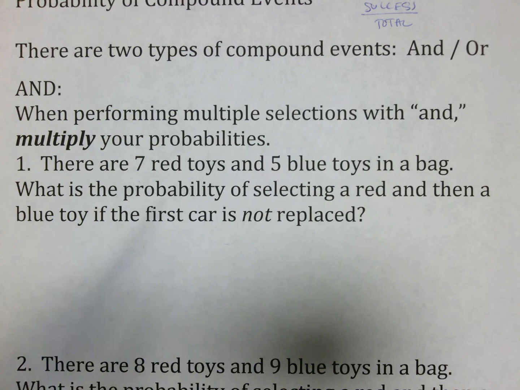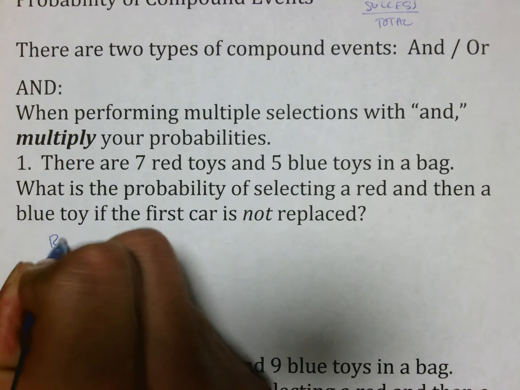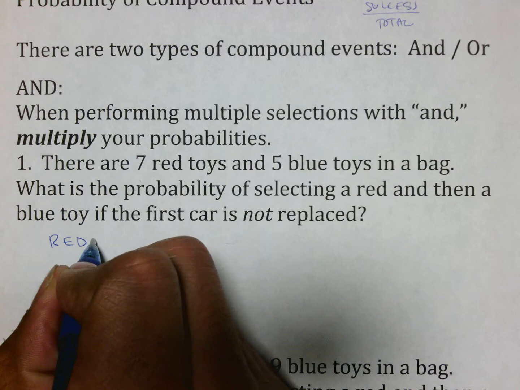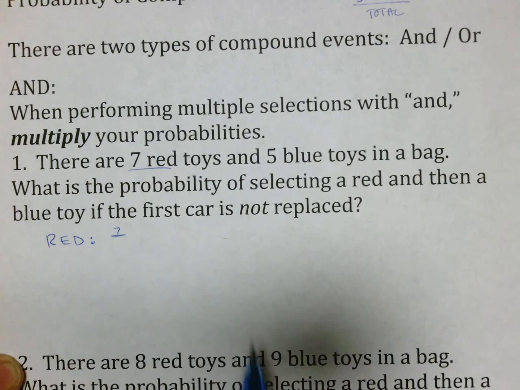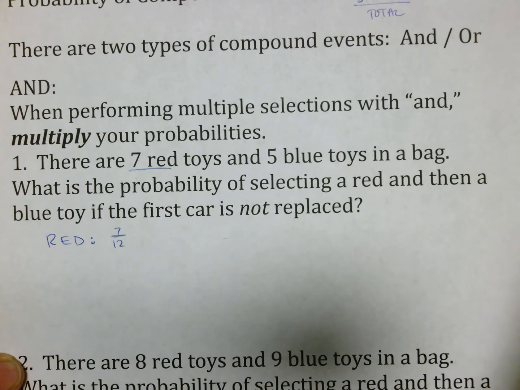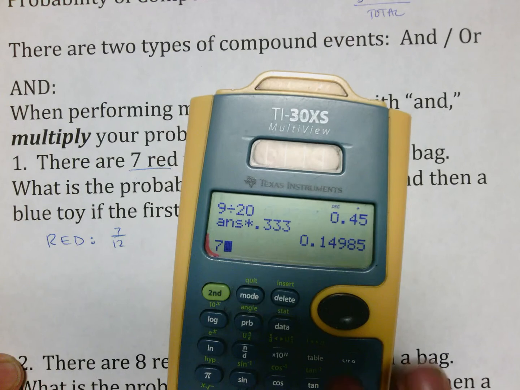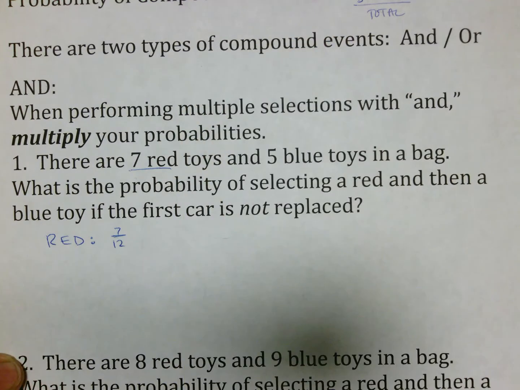Key thing for AND is whenever you're doing multiple selections with AND, you will multiply your probabilities. So if you had a question like this that said there's 7 red toys, 5 blue toys in the bag, you want the probability of selecting a red and then a blue toy if the first card is not replaced. Now that's important because the probability of selecting a red toy is 7 good picks out of total of 7 plus 5 or 12 total. So we take 7 divided by 12 and get the decimal. I'm going to go 3 decimal places, 0.583.